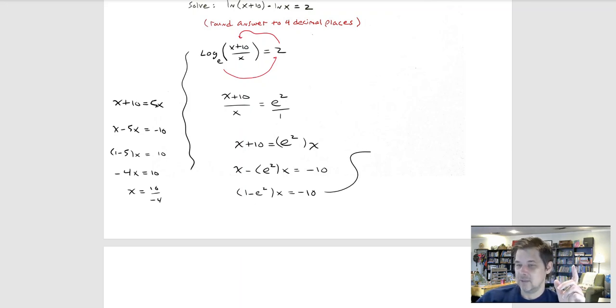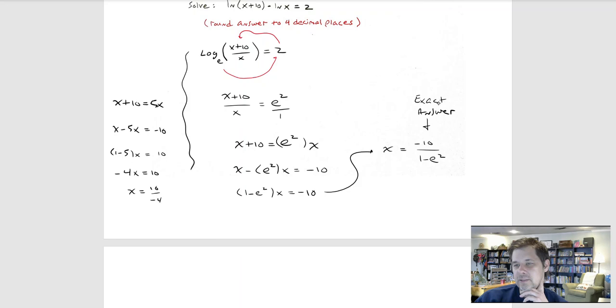So let's take this over here. And if I were to divide both sides by 1 minus e squared, then it would look like that, and it would isolate the x, and it would give me an answer. This is called the exact answer. Sometimes on your assignment, you may be asked to give the exact answer. By that, that means no rounding.